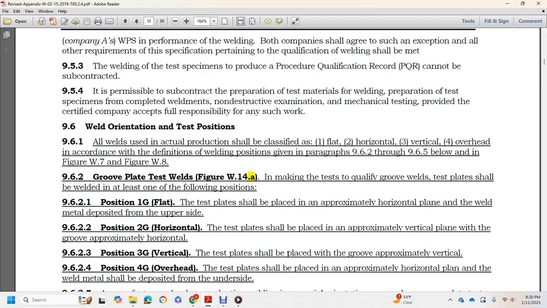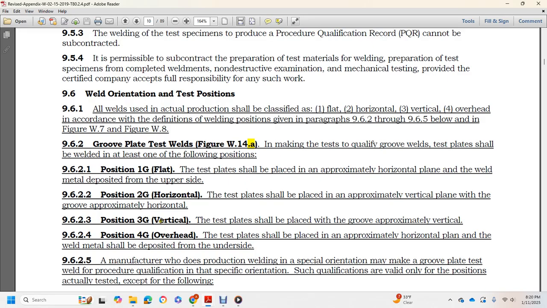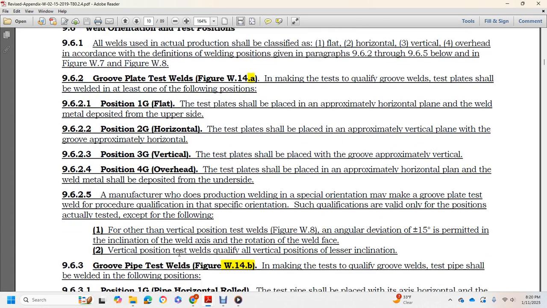positions. Position 1G, flat: the test plate is placed in an approximately horizontal plane with the weld metal deposited from the upper side. Position 2G, horizontal: the test plate shall be placed in an approximately vertical plane with the groove approximately horizontal. Position 3G, vertical: the test plate should be placed in an approximately vertical plane. Position 4G, overhead: the test plate should be placed in an approximately horizontal plane, and weld metal should be deposited from the underside.